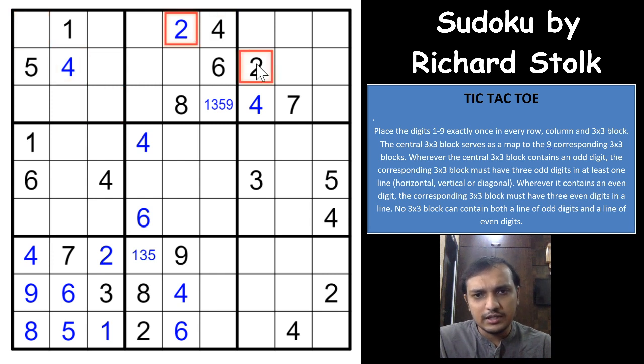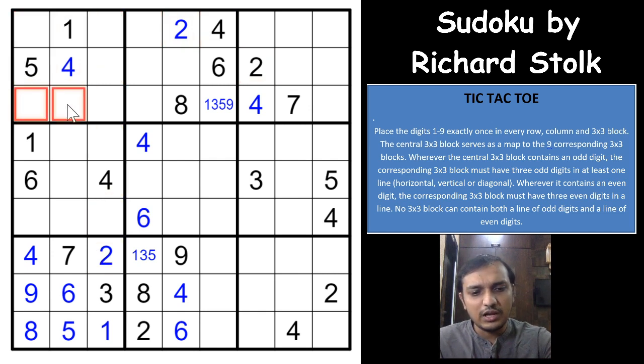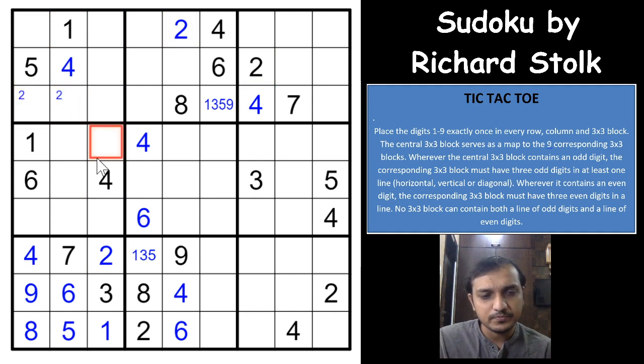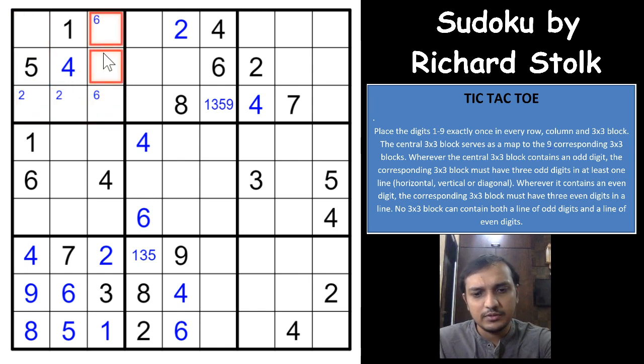2 here and here cannot have 2 in these cells. 2 cannot be here, so 2 would have to be in one of these 2 cells, right? So we can have a corner pencil mark of 2 here, a 6 here, and an 8 here, right?